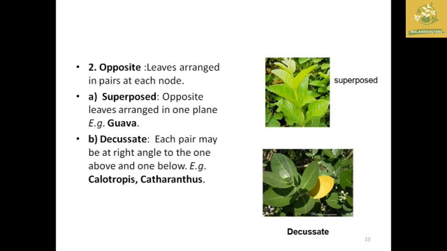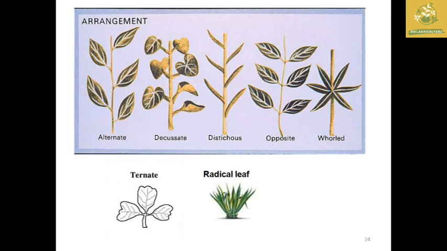And the opposite, I have already told you, at each node there is a pair of two leaves. The first one is superposed, where the leaves are arranged in a single plane. Example guava. And decussate, where they are arranged at right angles to one another, one above another. Example calotropis. So these are the pictures of arrangement of leaves.